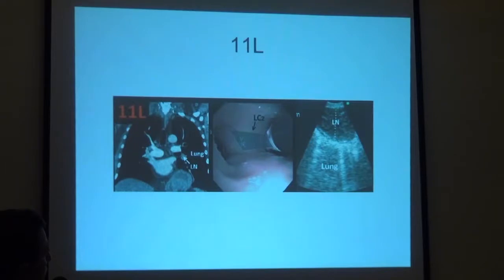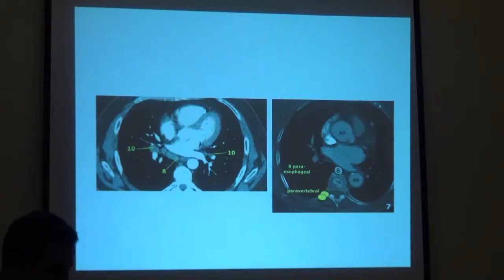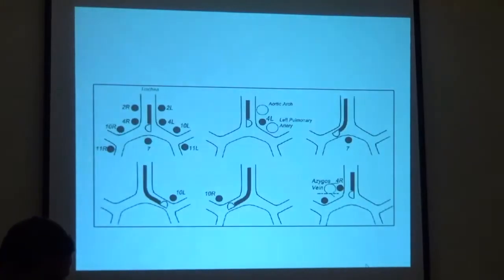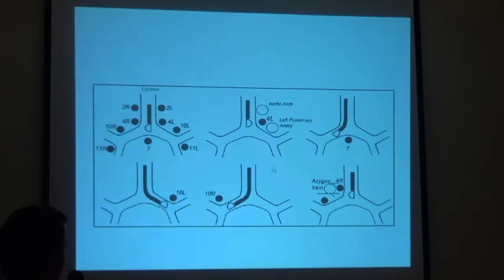This is your lymph node, again, no landmark. Sometimes you get a vessel or two, and that's your lung with the B lines. The key here is just not to go past it and puncture the lung, that's all. This is, again, station 10. That's just a recap of these stations.